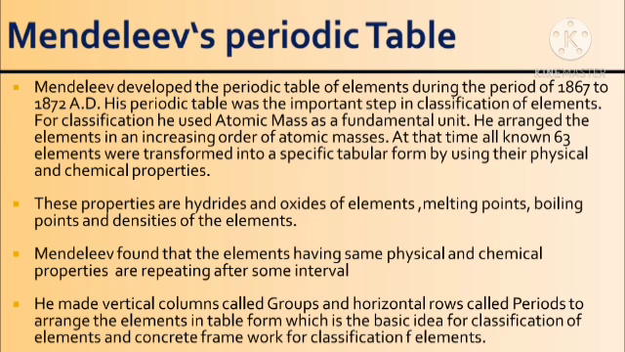He made vertical columns called groups and horizontal rows called periods to arrange the elements in a table, which is the basic idea and concrete framework for the classification of elements.